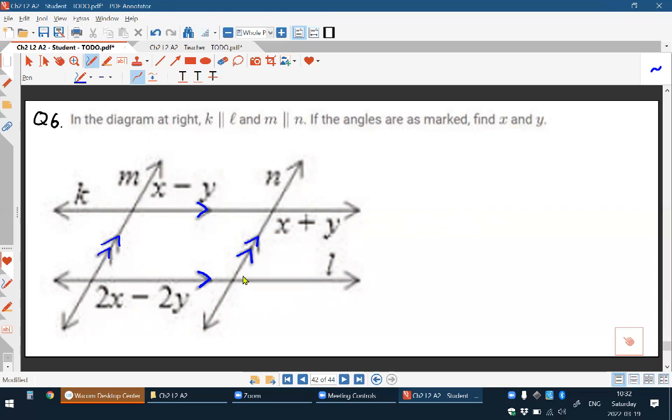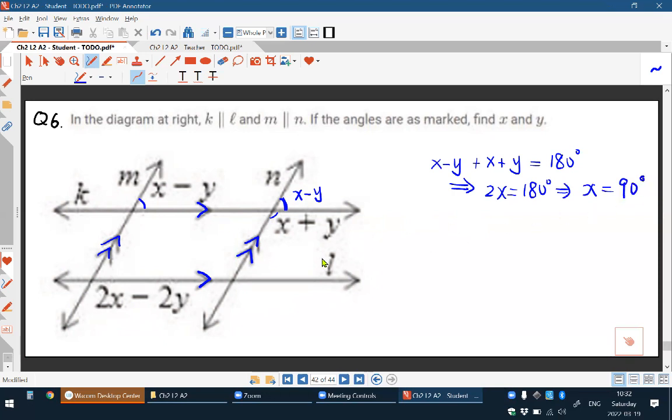Okay, because this line is parallel to this line, we know that this angle here is the corresponding angle of this angle, right? So this angle must also be x minus y. So apparently the sum of these two angles, which is x minus y plus x plus y, must equal 180 degrees, right? So this cancels the y. That means 2x equals 180 degrees. First of all, we have solved x is actually 90 degrees.